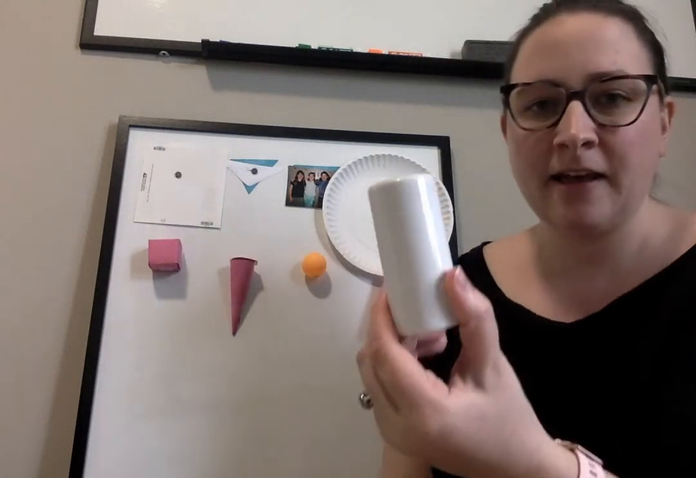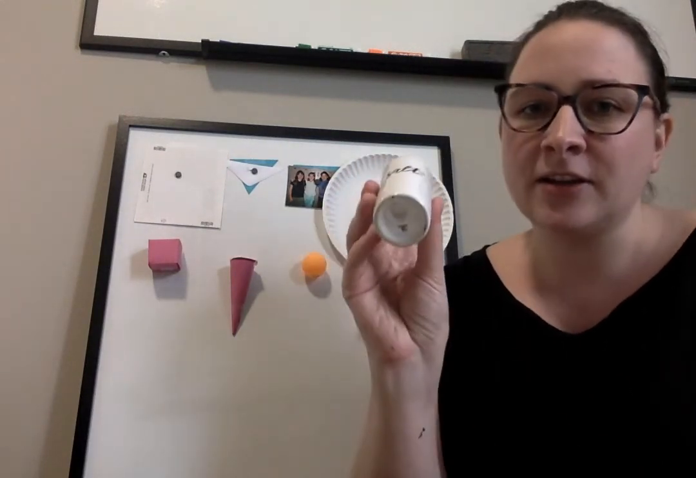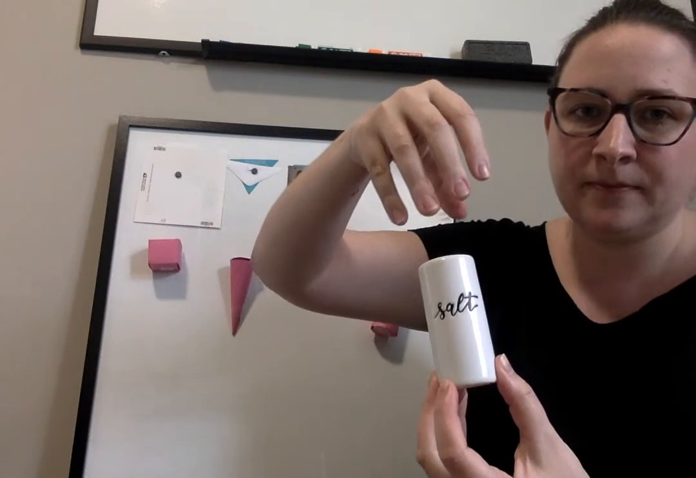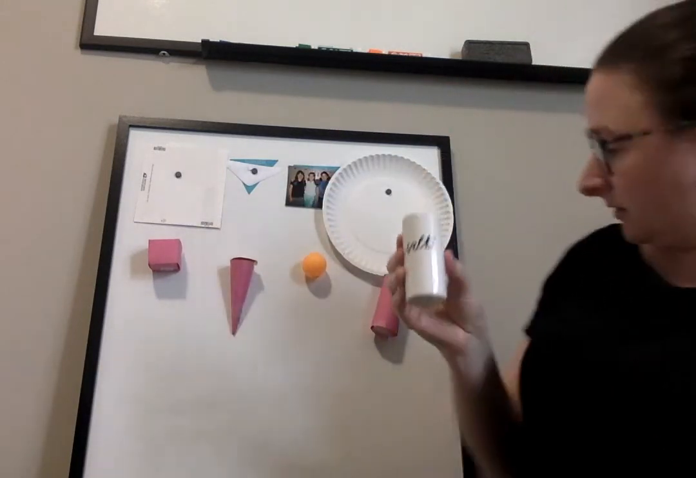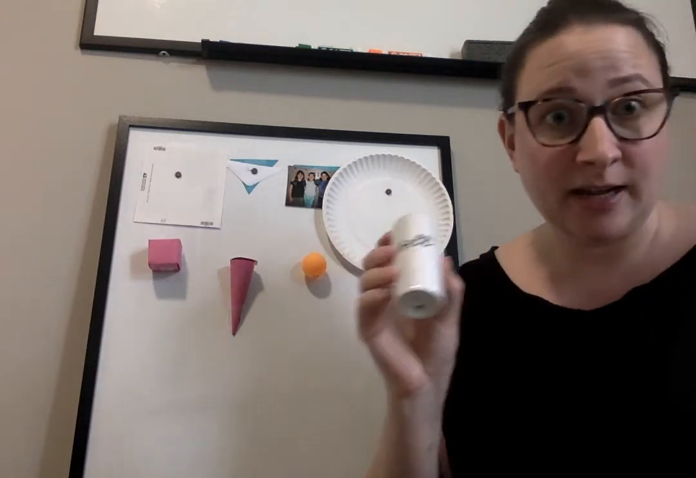Okay, the first one I have is my salt shaker. So I have a circle on the bottom, a circle on the top, and it goes straight up. So this one must be a cylinder. It matches my other cylinder. And this is too heavy to tape up, so I'm just going to have to put it down.